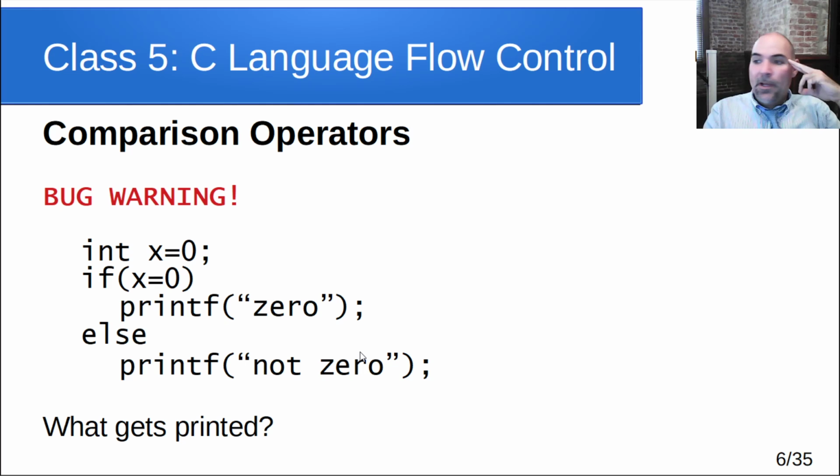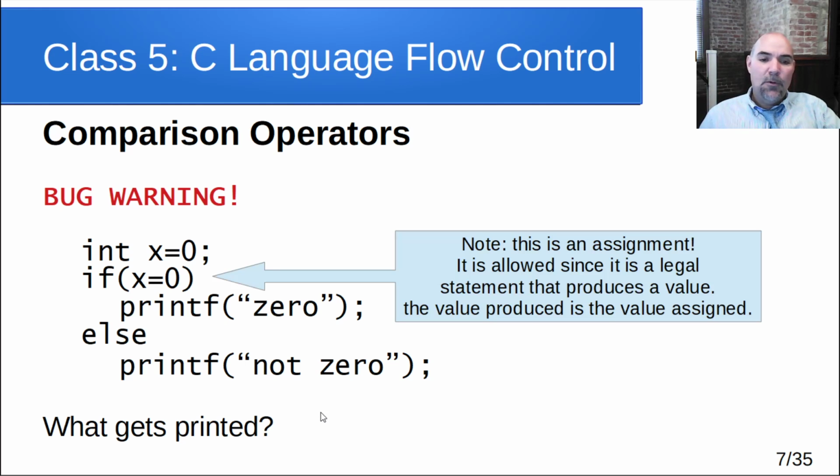Okay, quick bug warning here. Let's take a look at this code here. In x equals 0, that's creating an integer variable x that we're assigning an initial value of 0. Notice you can do an initialization right there in the declaration line. And then we're saying if x equals 0, printf 0, else printf not 0. Now, a novice C programmer might look at this and think, okay, well, x we set to 0, and then we said if x is 0, which it is, we'll print out 0. But what gets printed here is not what we would expect.